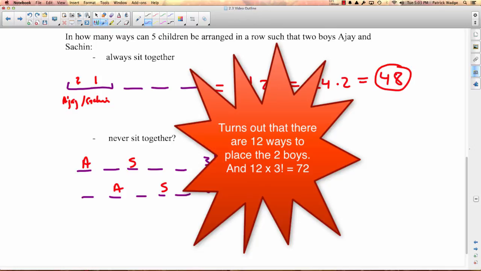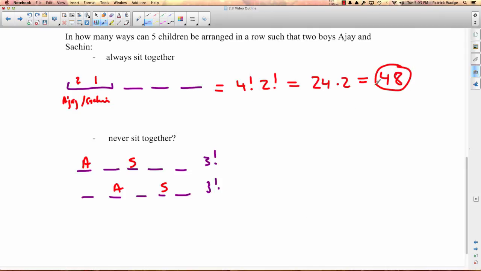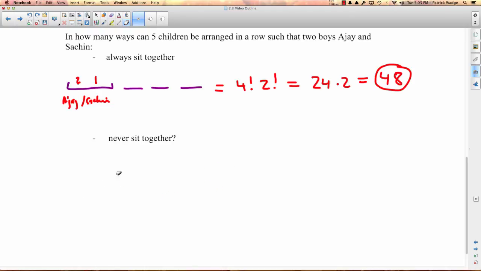But let's think of something here. If we already know all the ways that they do sit together, these are all the arrangements of the boys when they are sitting together, then if I wanted to know all the times they don't sit together, do you see what I could do? I could figure out how many ways there are total for the boys to sit if there was no restriction, because that's really easy to figure out. And then I could just subtract this amount and I'd be left with all the ones when they aren't sitting together. So let me go through that with you.